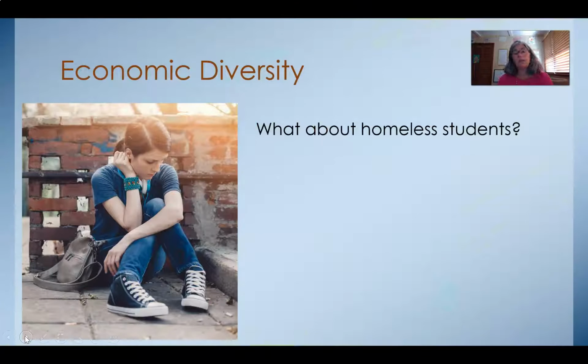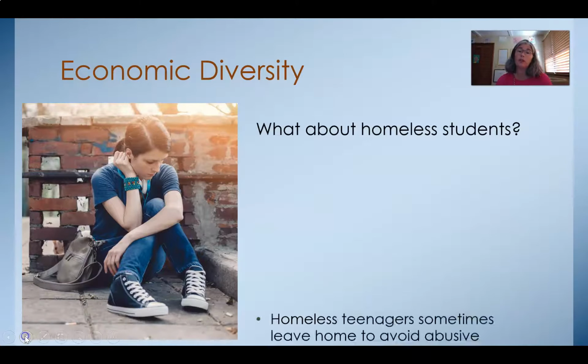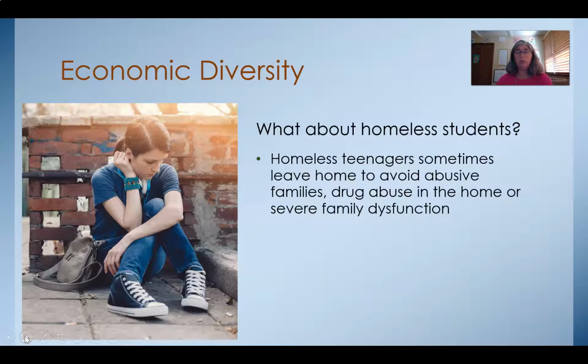While we're still under this topic of economic diversity, what about homeless students? To be honest, if you come from a rural or a suburban area, this may be something you have not given much thought to, the idea of public school students who are homeless. Now, one of the ways we tend to see this is homeless teenagers. Now, homeless teenagers might be purposefully leaving home because they're trying to avoid an abusive situation, issues with drugs and alcohol at home, or simple family dysfunction.